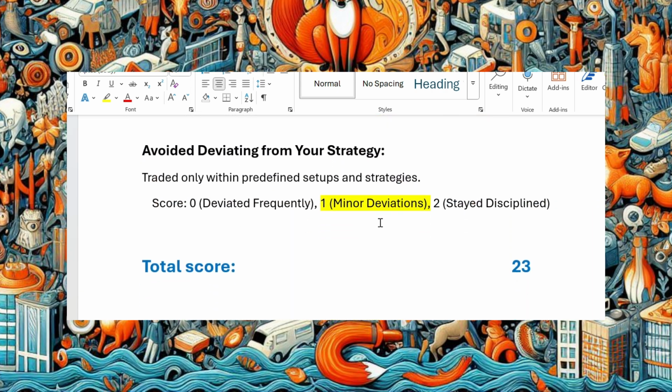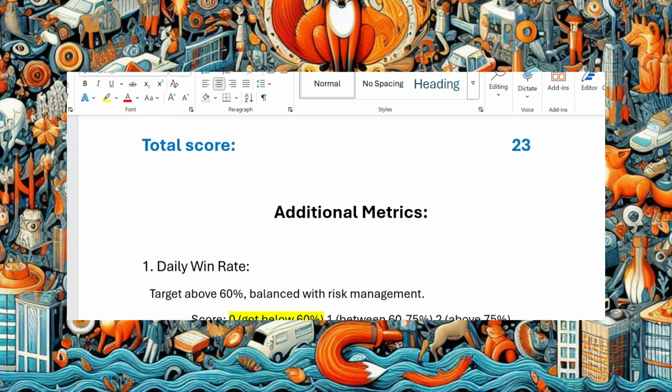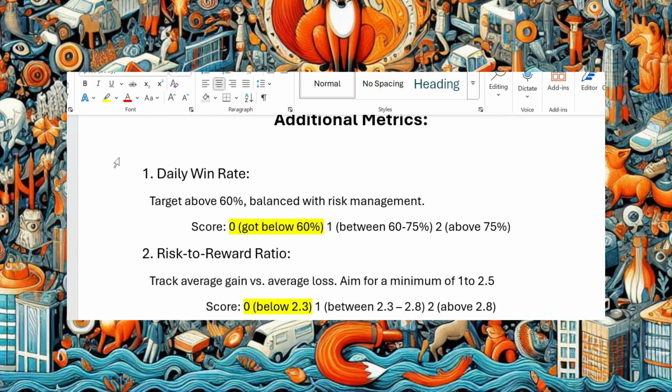Avoid deviating from your strategy. Trade only within predefined setups and strategies. Minor deviation. And that was that second trade. So adding up all of my points, I also got my additional metrics. And this is for my apps that I use that track my data as far as what trades and how many hours I'm in and stuff like that, all that extra.